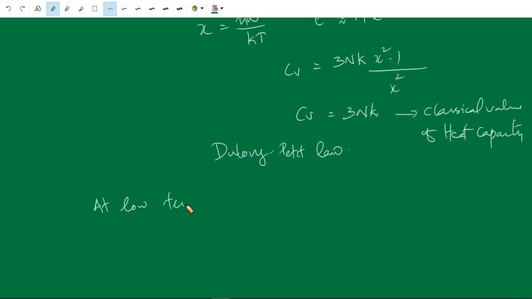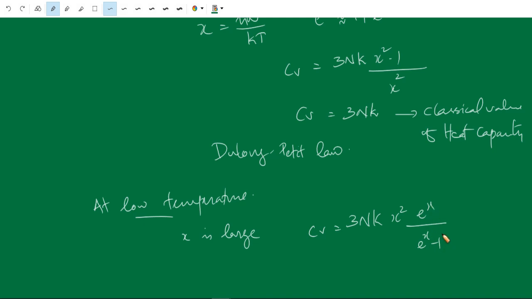At a low temperature, that means when T is small, x is large. Okay. So in this case, what happens? Cv is equal to 3nk x square e raised to x divided by e raised to x minus 1. So this e raised to x is a very large quantity. When x is large, e raised to x is large. Therefore, e raised to x minus 1 can be written as e raised to x only.